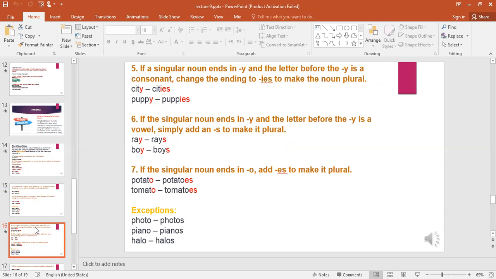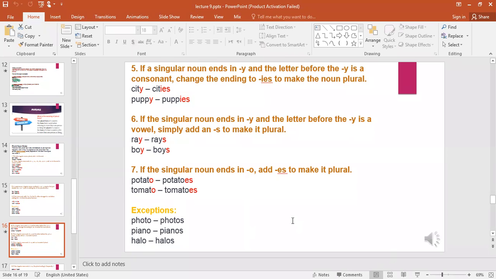Rule number 5, if a singular noun ends with y, preceded with a vowel letter, then you just add s. And if it's preceded with a consonant letter, you have to drop the y and then add ies. Let's look at numbers 5 and 6. City is a noun, it ends with y, but the y is preceded with a consonant letter. So we dropped the y and added ies. While ray is a noun that ends with y, but the y is preceded with a, which is a vowel letter. So we just add s to the noun.